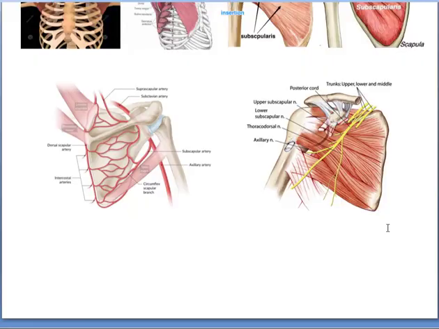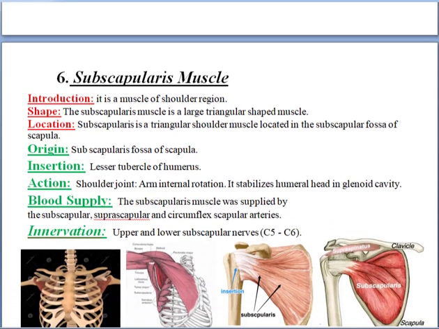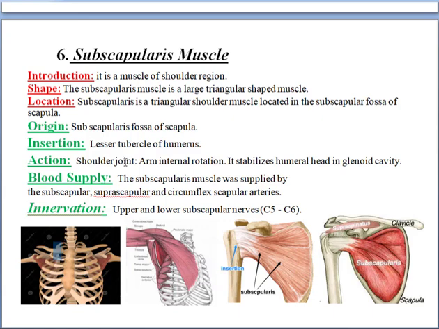Now the third and the last muscle, the sixth and the last muscle in the shoulder region, is the subscapularis muscle. What is the subscapularis muscle? It is a muscle of the shoulder region. The subscapularis muscle is large and triangular in shape. You can see this is the subscapularis muscle and this is triangular in shape, right?